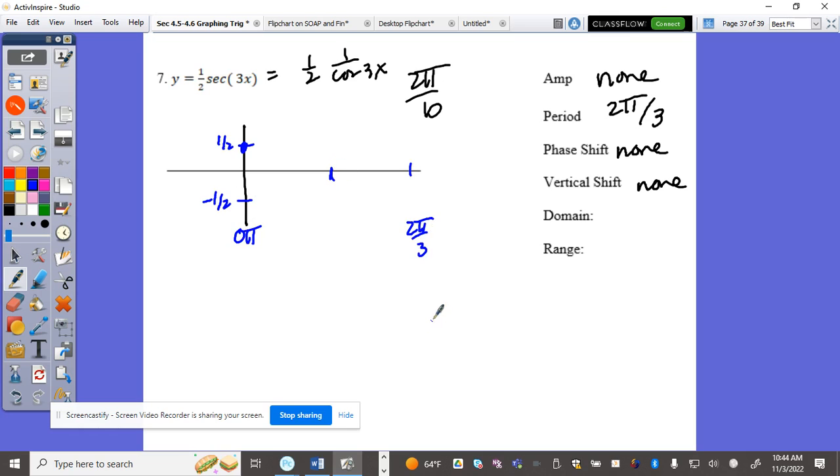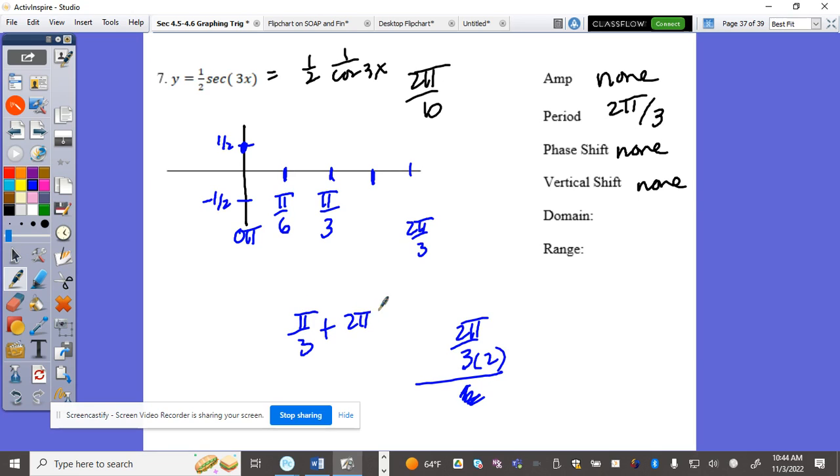The middle portion of that one is 2 pi over 3 plus 0 pi. So it doesn't matter, divide by 2. So put the 2 here. That will give us pi over 3. And the middle of that one is pi over 6. And the middle of that one is pi over 3 plus 2 pi over 3 divided by 2. That will give you 3 pi over 3, or just pi over 2 here.